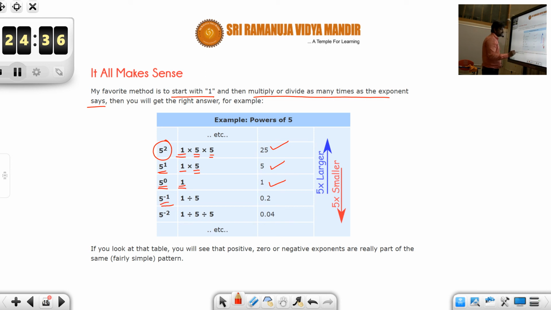5 power minus 1. Start with 1. Divide by 5, because it is a negative exponent. How many times? The exponent is 1, so only 1 time. 5 power minus 2, that is, start with 1 and divide by 5 how many times? 2 times. So this would be equal to 1 by 5 square, which is 1 by 25. If you find the decimal representation, you will end up finding 0.04. Okay students, hope this is clear.